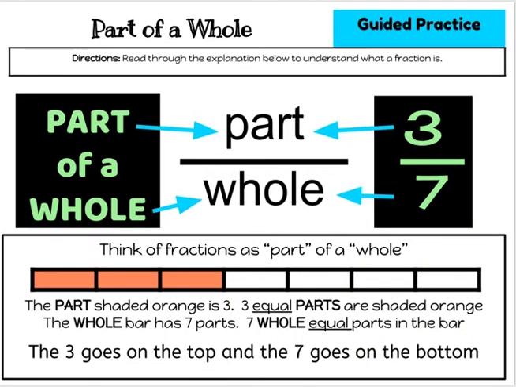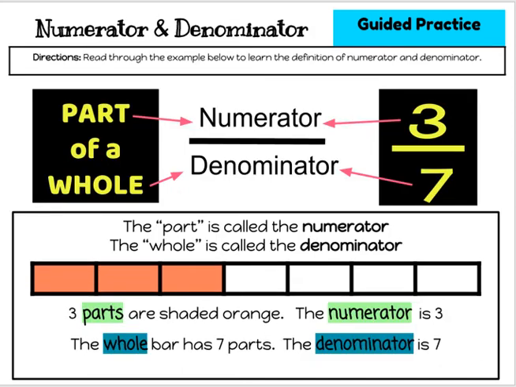So, what is a fraction? A fraction is simply part of a whole. So 3/7 is part of a whole. So think of fractions as being part of a whole. The part shaded in orange is 3. 3 equal parts are shaded orange. The whole has 7 parts, so 7 whole equal parts are in the bar. So the 3 goes on the top, 7 goes on the bottom.